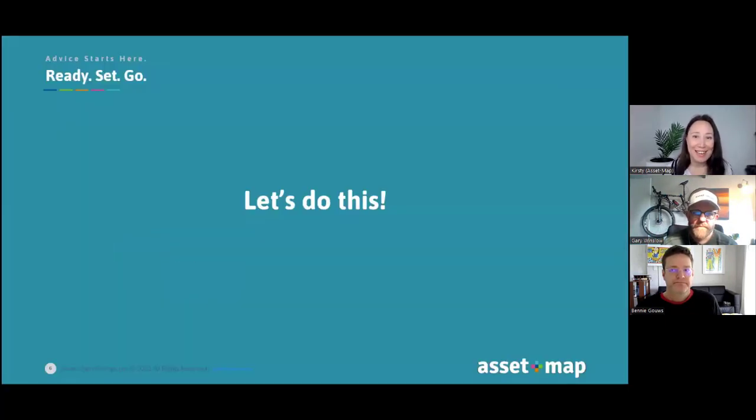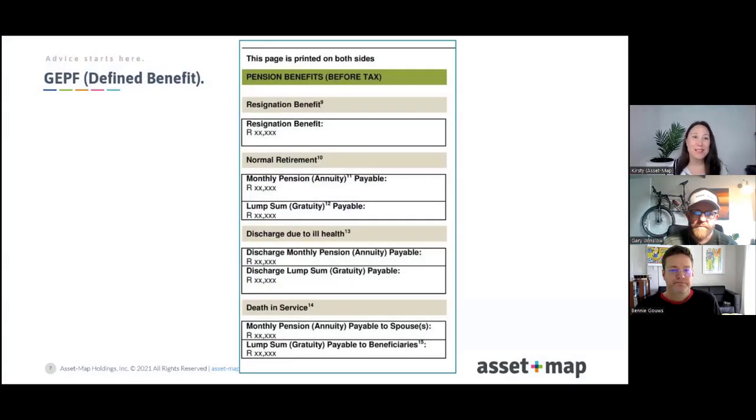I'm going to jump across into the next scenario. So the next one is GEPF, and I've just taken an example of a GEPF pension fund statement. And I know they can be a little bit different, and there's different rules if you've worked there for 10 years or haven't worked there for 10 years yet, or been a member of the fund. But just for the purposes of this example, I'm going to try and keep it quite simple.